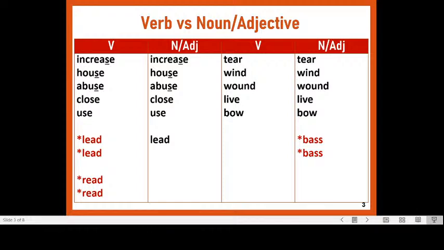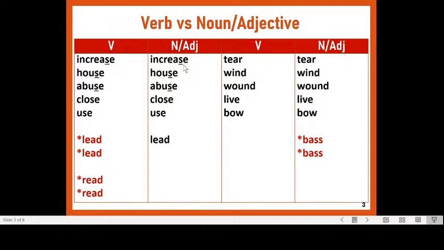Okay, I have more words that have two parts of speech that are verbs and either nouns or adjectives. When the word is a noun or an adjective, it's pronounced one way. There is no difference in pronouncing nouns and adjectives, but the difference is in pronouncing the verb. Okay, so here in the first column, increase. Second column, increase. So when it's a verb, the S is pronounced za. When it's a noun, the S is pronounced sa.